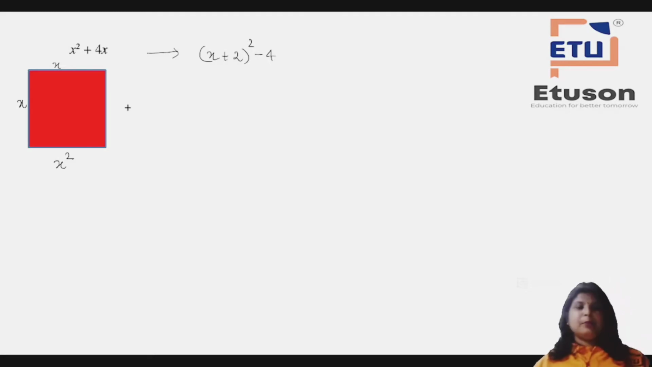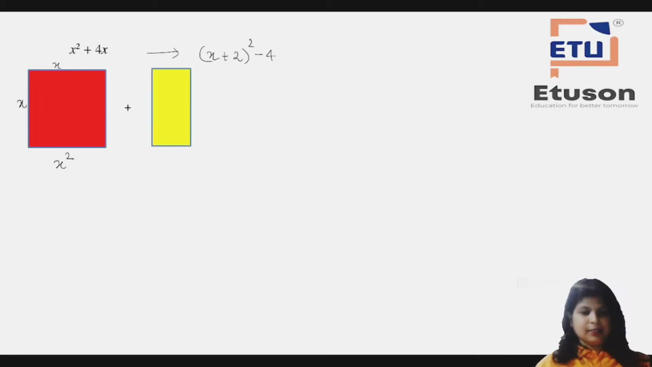So I am taking the height the same, it is x, and the width I will take as 4. So it will look somewhat like this. Here this is your x and this is your 4. So it is x square plus 4x. Correct or not? So combining it, it is x square plus 4x.